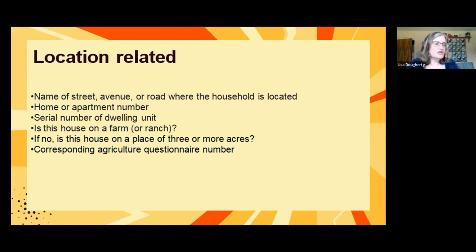So as far as locations, we're going to be looking at things like street address, which can be incredibly useful. Is it a farm? Is it a house on 3 or more acres? So kind of just information about the actual dwelling and where it's located.